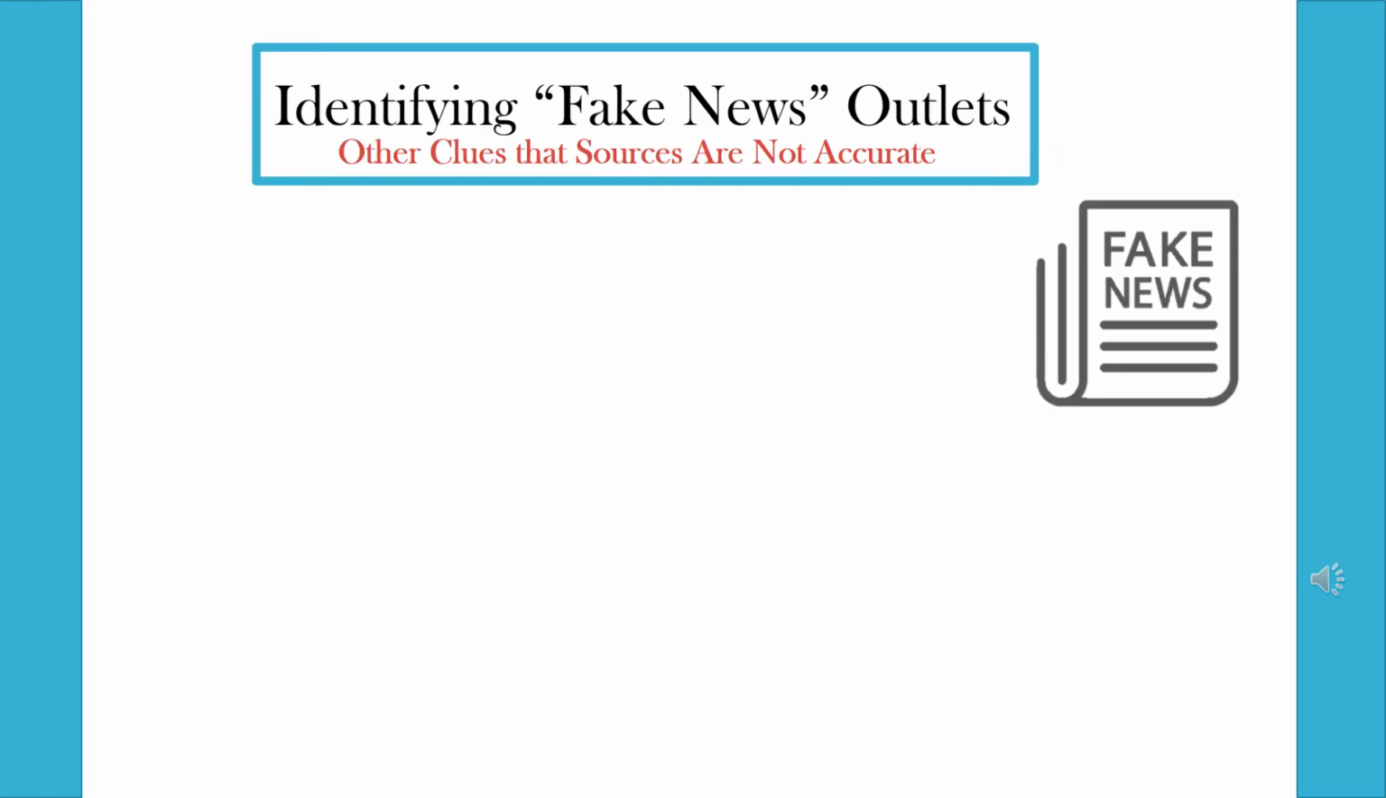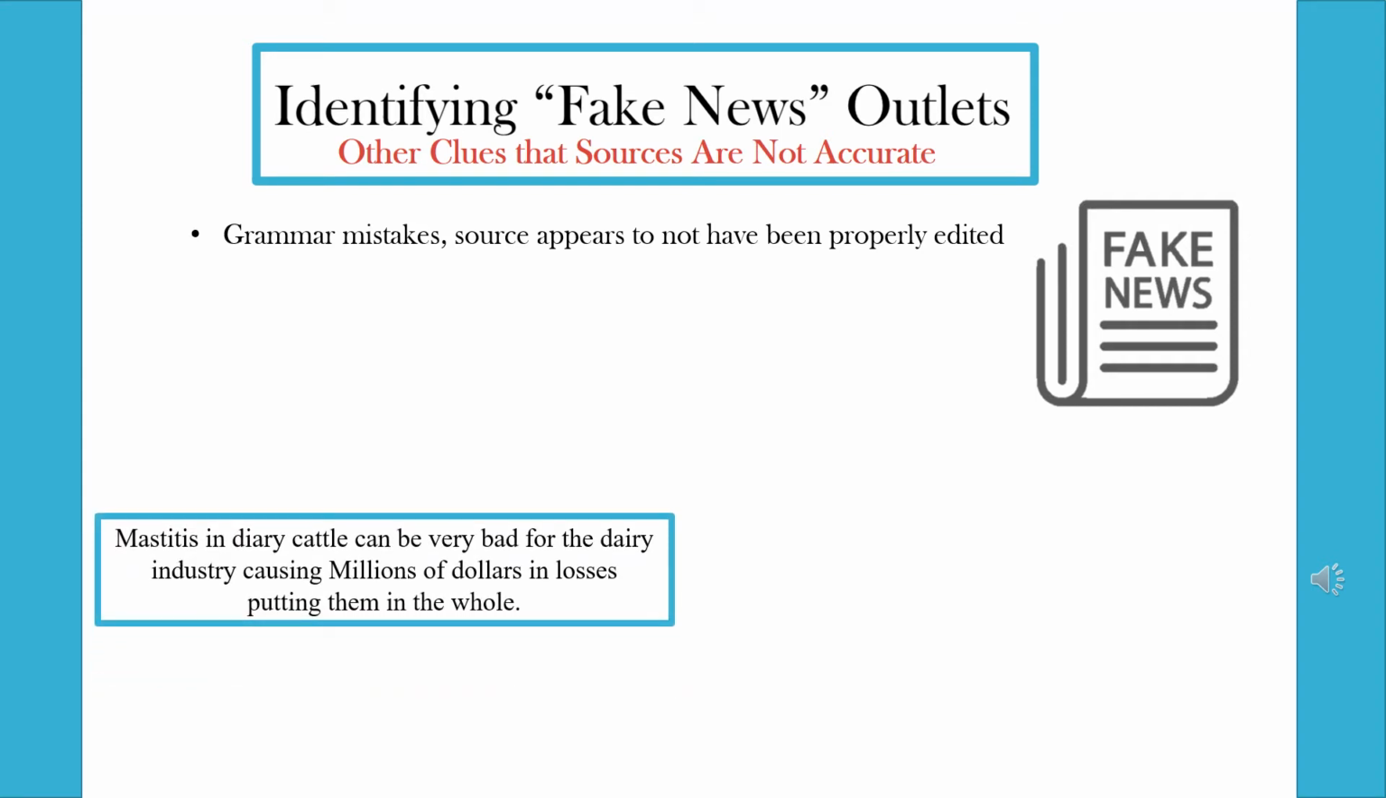There are also other clues that can help you determine if your source is fake news. First, you can look for grammar mistakes. If sources appear to not have been properly edited, then there's a good chance they're from fake news. Let's look at this example. Mastitis in dairy cattle can be very bad for the dairy industry, causing millions of dollars in losses, putting them in the hole. It's evident that there are quite a few grammar mistakes. First, dairy and whole are misspelled, millions is improperly capitalized, and the sentence ends with a cliche. It's evident that this sentence is most likely from a fake news outlet.